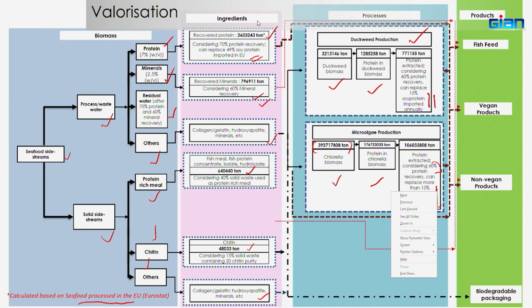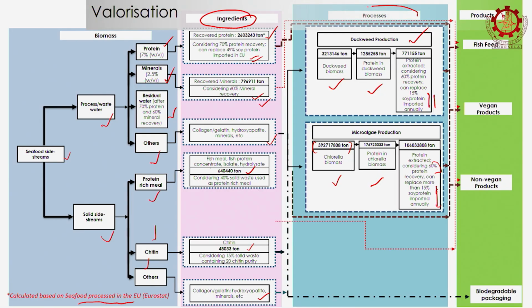So any of those ingredients, using these processes to produce another biomass, we can have a fish feed to feed to fish, because when you grow fish they need a feed. You make duckweed or microalgae to make a vegan product.